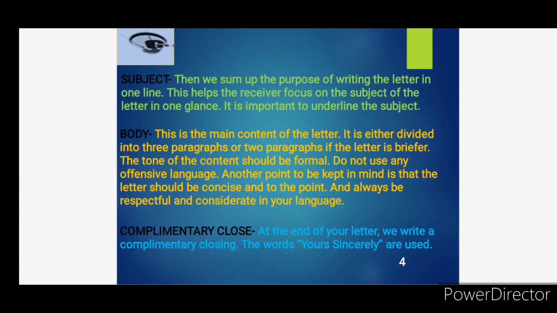Once you finish the body, you can write the complimentary close. At the end of your letter, we write a complimentary closing. The words "yours sincerely" are used.